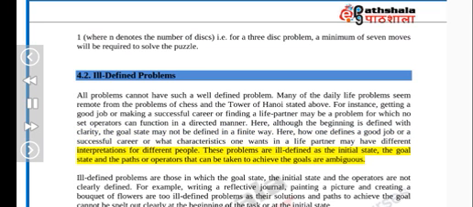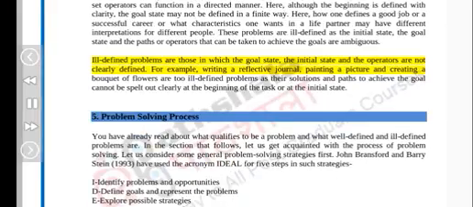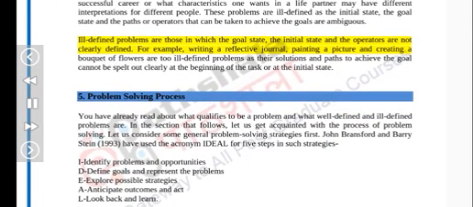These problems are ill-defined as the initial state, the goal state and the paths or operators that can be taken to achieve the goals are ambiguous. Ill-defined problems are those in which the goal state, the initial state and the operators are not clearly defined. For example, writing a reflective journal, painting a picture and creating a bouquet of flowers are ill-defined problems as their solutions and paths to achieve the goal cannot be spelled out clearly at the beginning of the task or at the initial state.